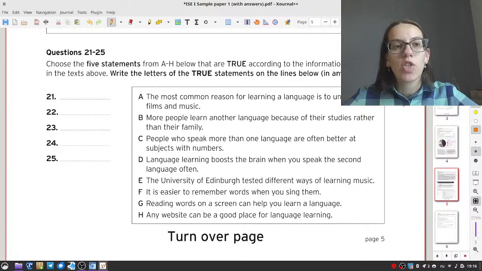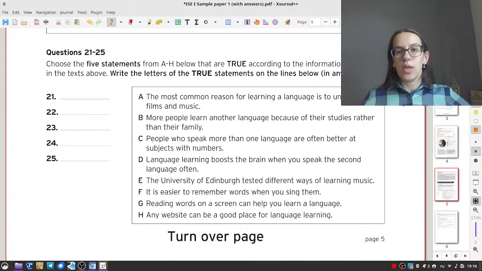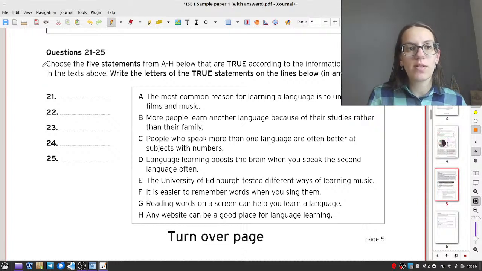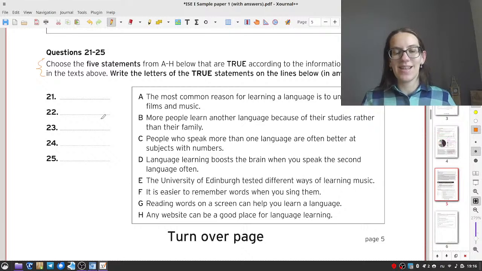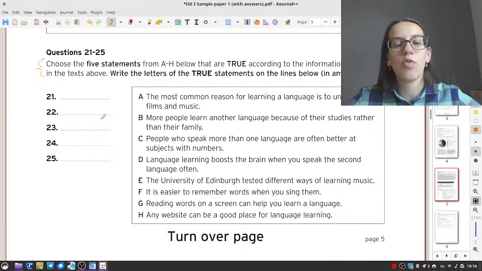So now let's look at questions 21 through 25. What do we need to do here? First of all, always read the task. Yeah, our rule number 1, before you do the task, read what the task says. And it often helps you to understand what kind of answer we need to give.